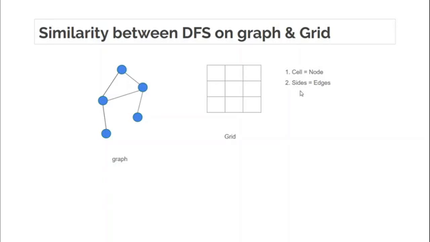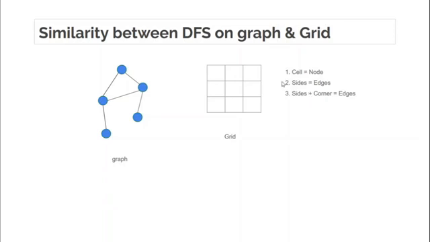And in some problems they will mention that sides as well as corners are edges. So if two cells are sharing a corner, that means they are connected by an edge too. For example, this and this are sharing this corner. These two cells are not sharing any common side, they do not have any common edge, but they have a common corner.